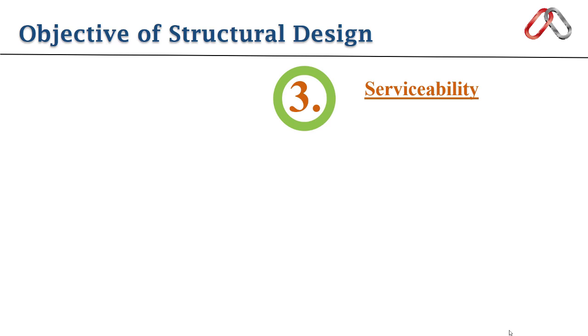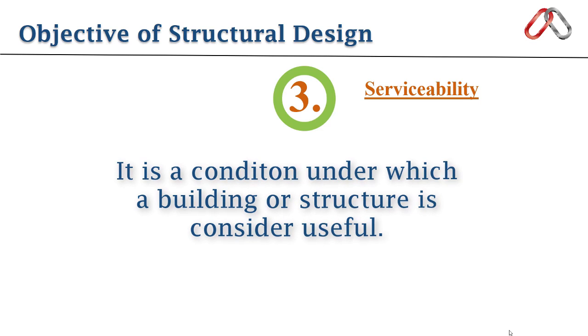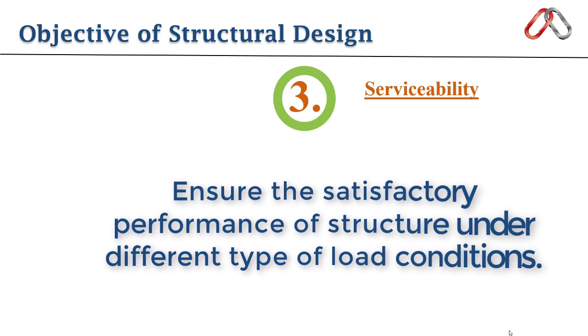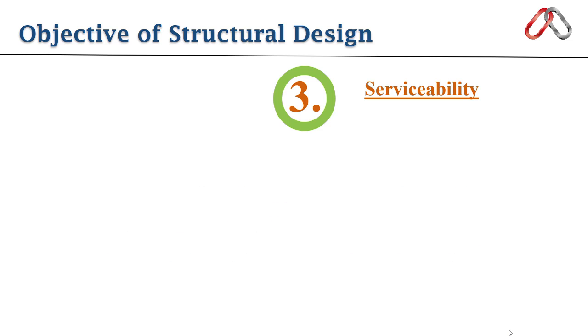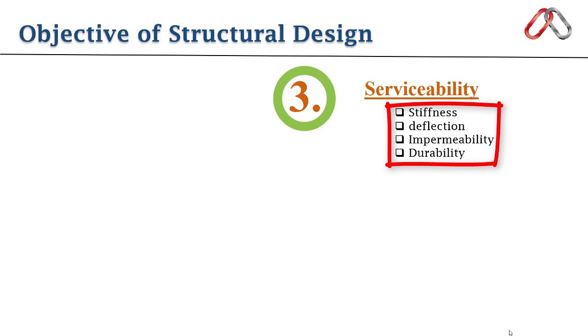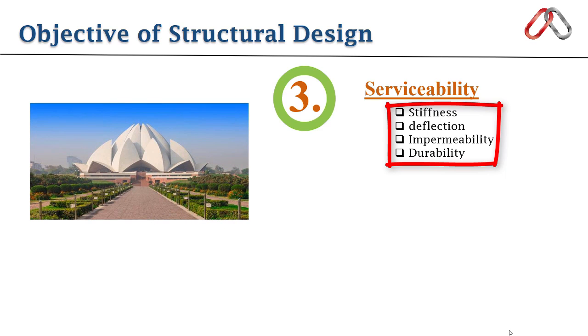And the third point is serviceability. Serviceability is usually a condition under which a building or structure is considered useful. We have to ensure the satisfactory performance of the structure under different types of load conditions. For performance satisfaction, we consider some important factors like stiffness, deflection, impermeability and durability. We will learn about these factors in more detail in an upcoming lecture. We have to design our structure in a way that it becomes more and more serviceable. Lotus Temple in Delhi, a reinforced concrete structure, is completely durable under different types of hostile environmental conditions.